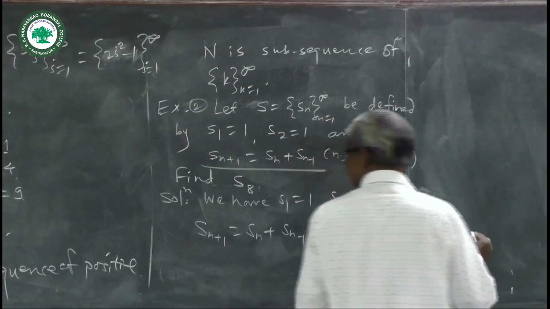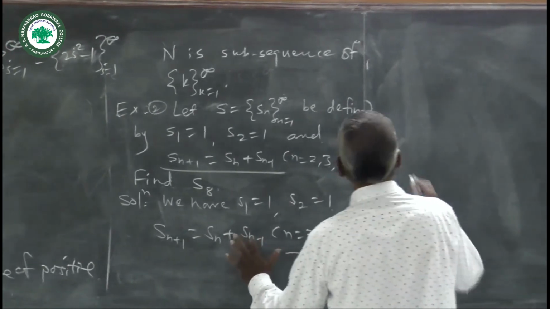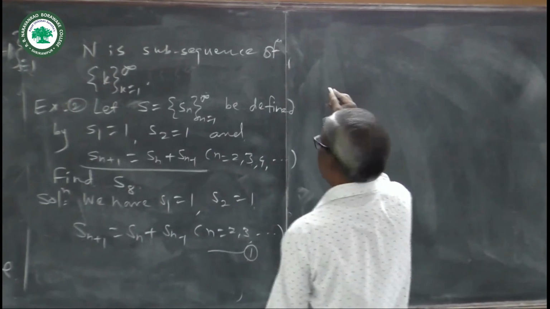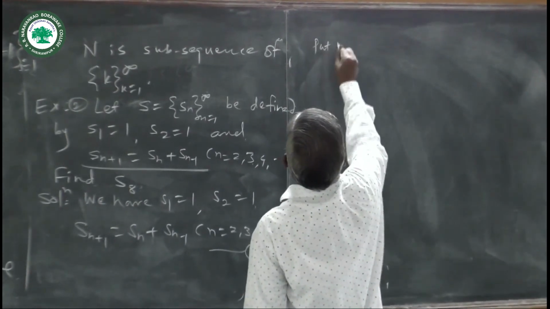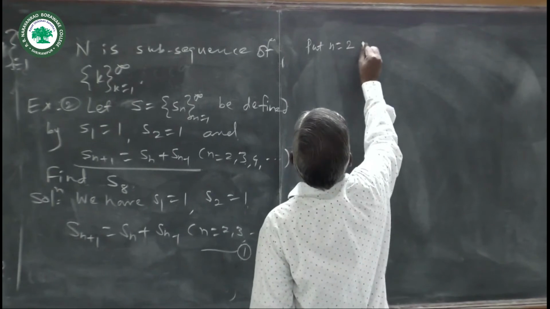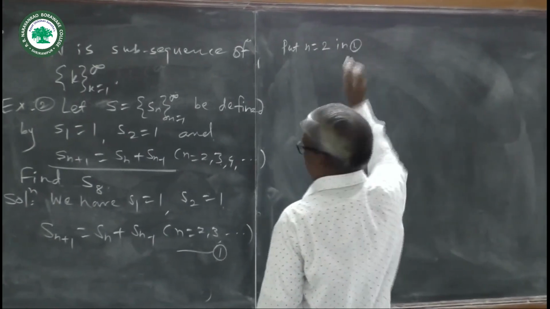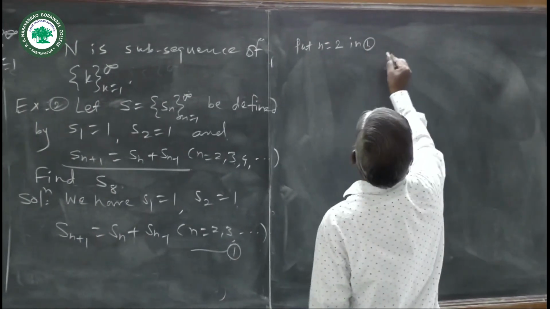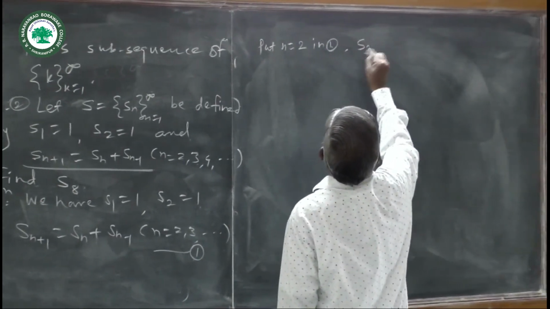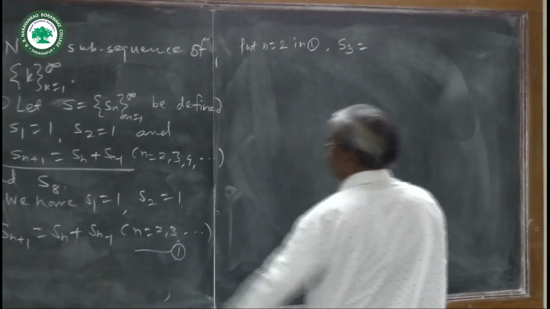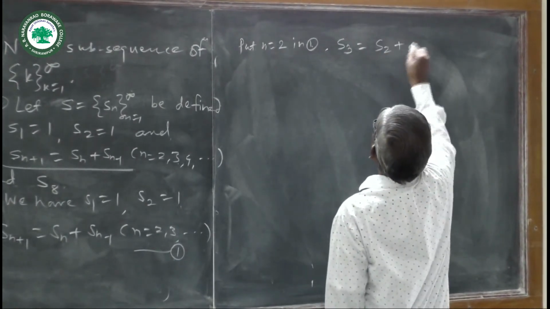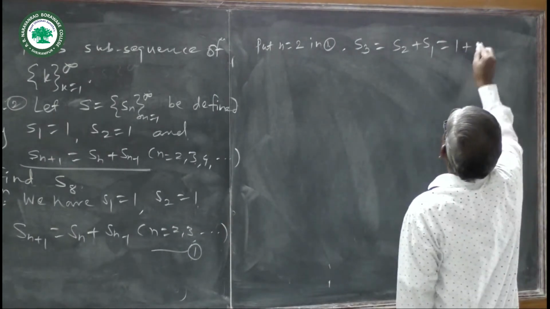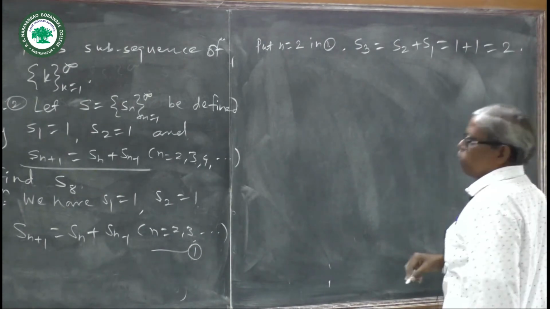Relation 1 is true for n is equal to 2, 3, 4, and so on up to infinity. Put n is equal to 2 in equation 1. S suffix 2 plus 1, it becomes S3 is equal to S2 plus S1, which is equal to S2 is 1 plus S1 is 1, which is equal to 2.